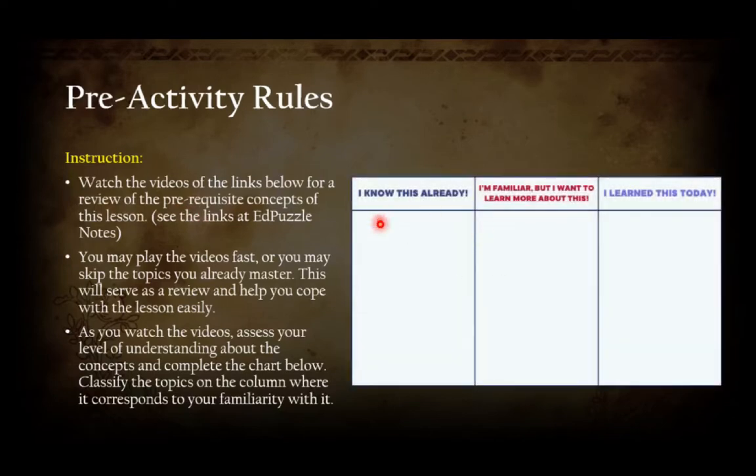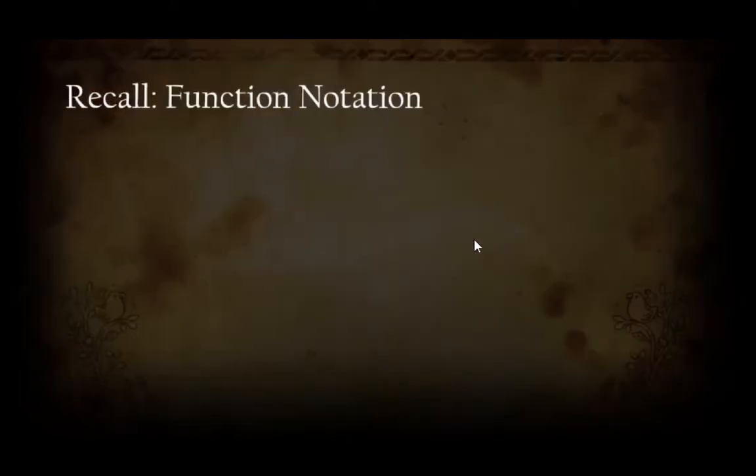And I want you to provide these 3 columns. I know this already, the first one. The second column is for things you are familiar with but still need to learn. Also, I learned this today. So I want to see your progress for today's quest. Okay? So let us proceed.